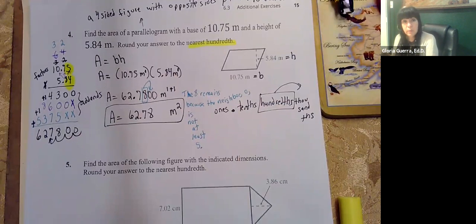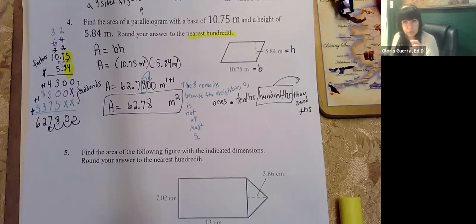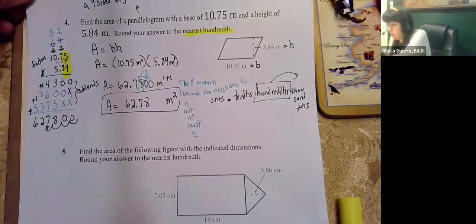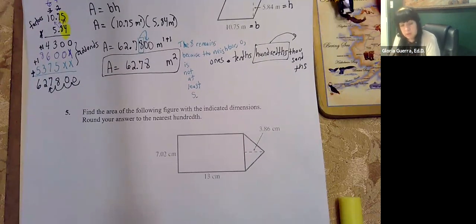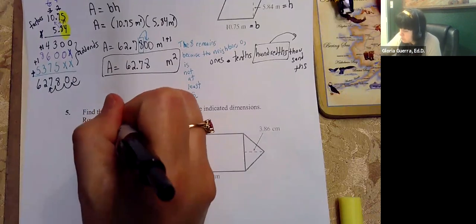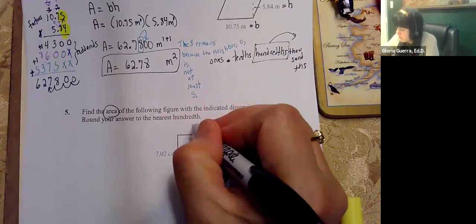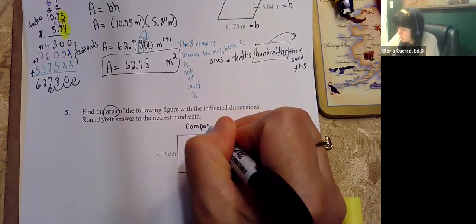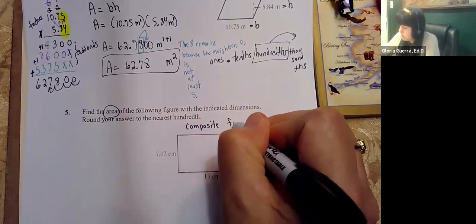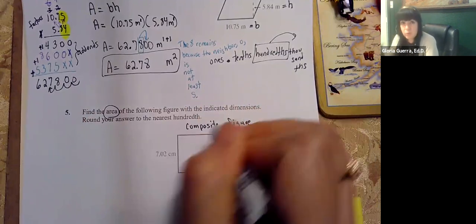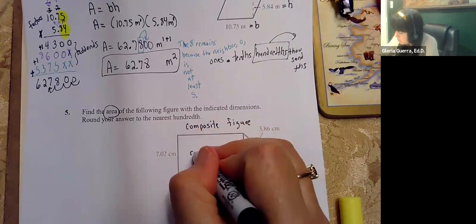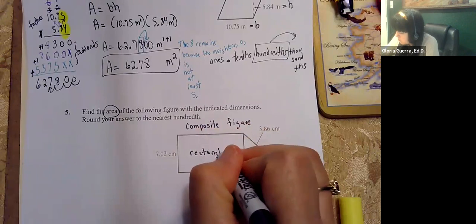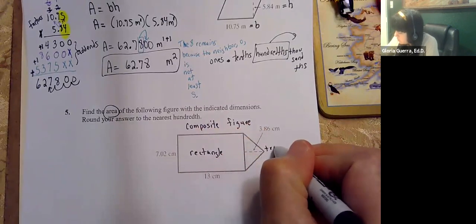All right. So remember, if I ever go too fast while you're writing things down, you can always pause the video and then just pick up when you're ready. But I'm going to move on now to number 5. Here they want you to find the area of the following figure. This figure is called a composite figure, which means that it's made up of several figures. It's made up of a rectangle, and it's made up of a triangle.